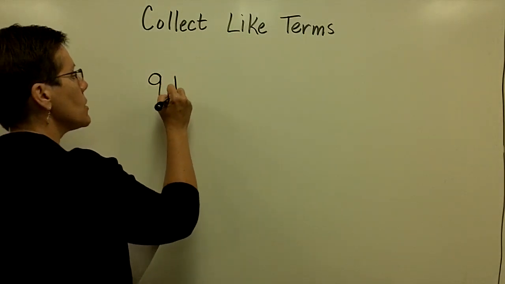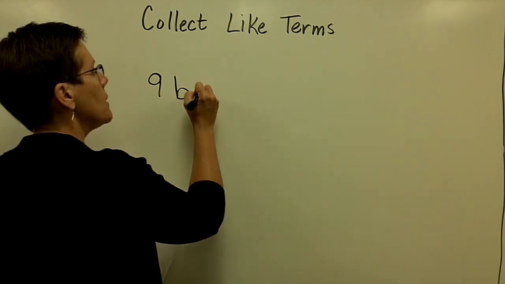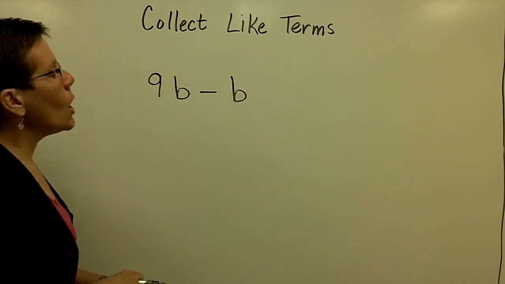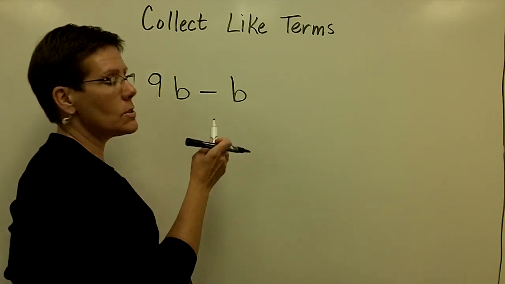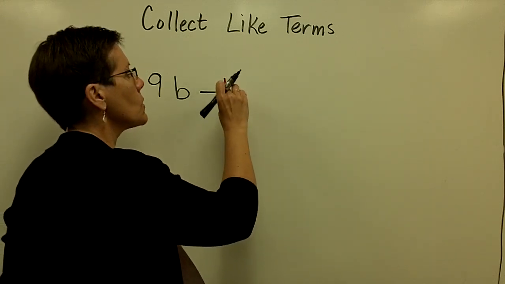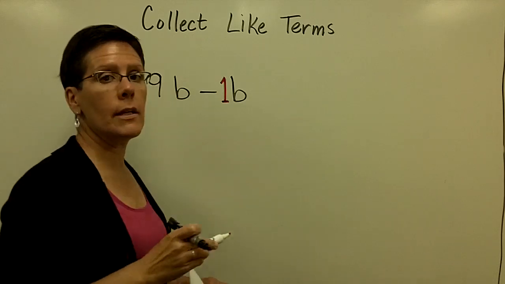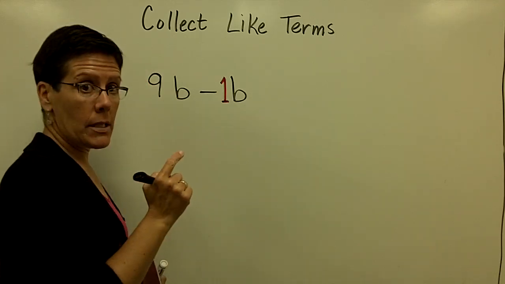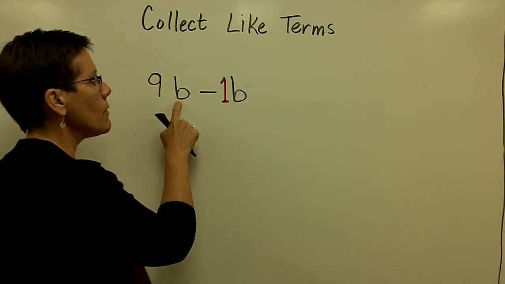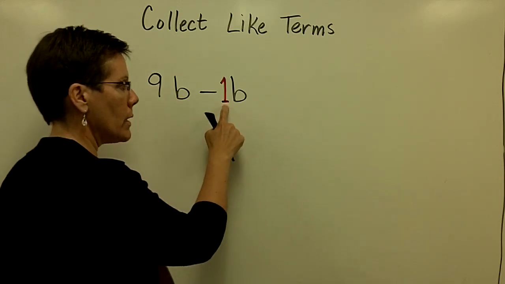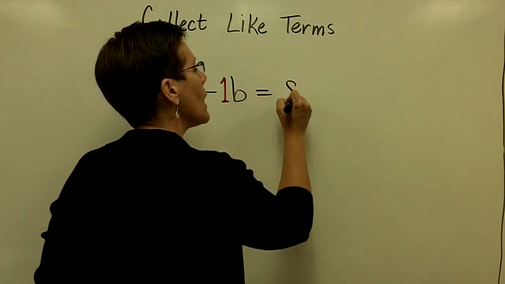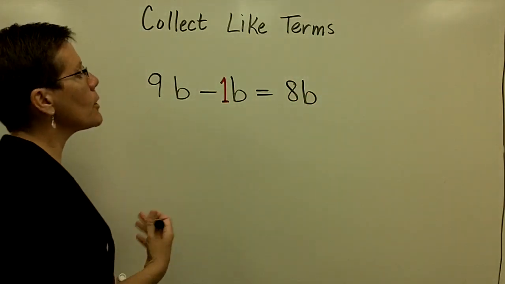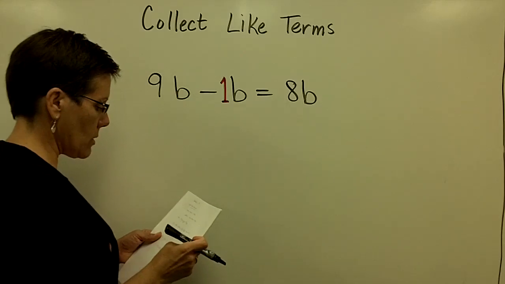If I ask you to take 9b minus b, what you need to recognize is the coefficient in front of this second term is an understood 1. So if it's not written there, you're welcome to write it there. And then go ahead and combine those like terms. There's 9 of those, and you're going to take away 1 of those. That's going to give you 8b. Again, carry along that variable portion, which makes this a like term.